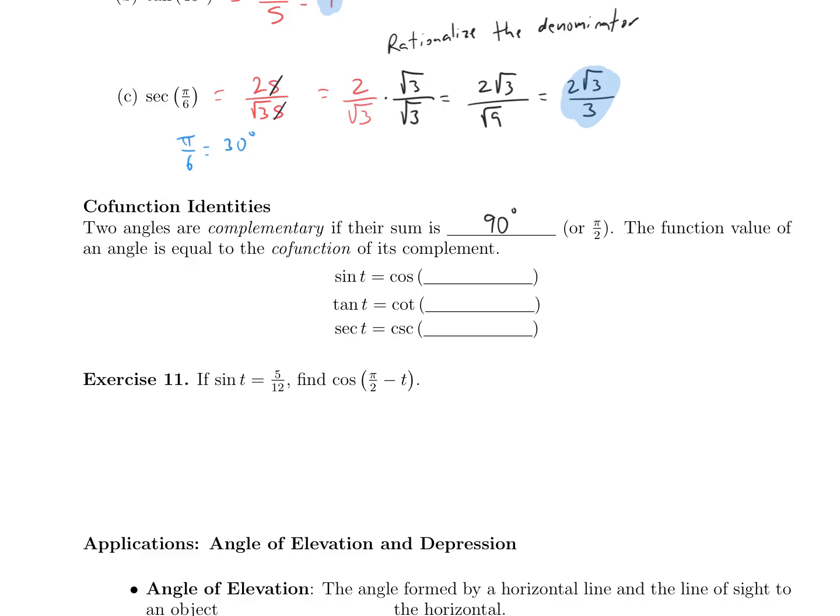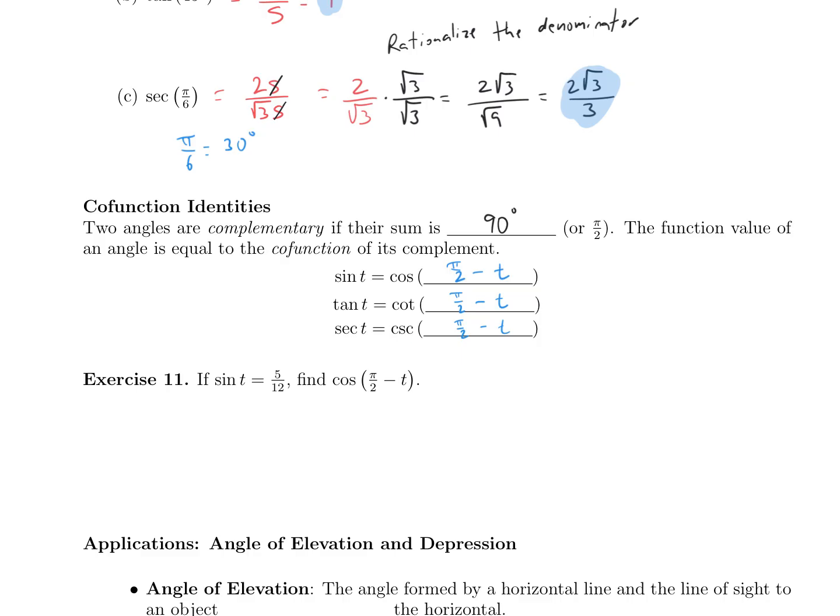Sine of t is equal to cosine of pi over 2 minus t, or 90 degrees minus t. For all of these, they're all going to be the same. It's always going to be pi over 2 minus t, pi over 2 minus t. You just have to know that sine and cosine are cofunctions of one another, tangent and cotangent are cofunctions of one another, and secant and cosecant are cofunctions of one another.